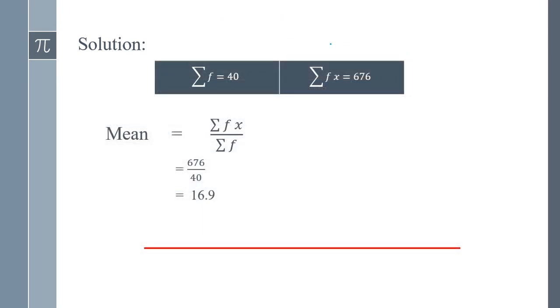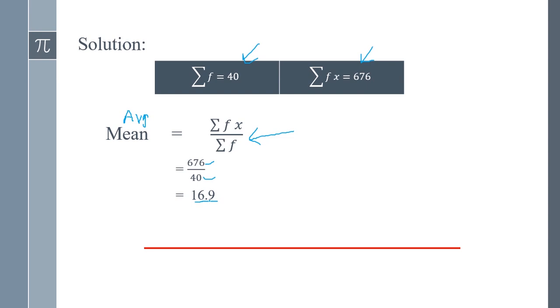Now here I put the values which we have calculated in the previous slide. So mean, you can say mean or you just write it as average. Average equal to summation fx over summation f. This is the formula of calculating mean for a grouped data. Putting in the values, for example, summation fx is 676, I put it here, summation f is 40. When these both are divided, we get an answer of 16.9.